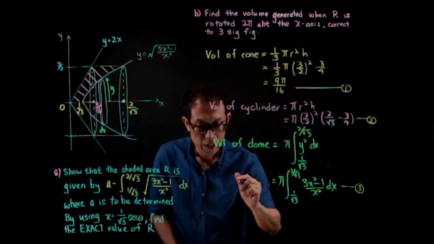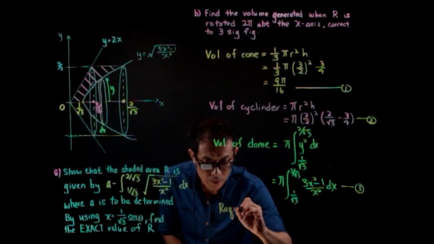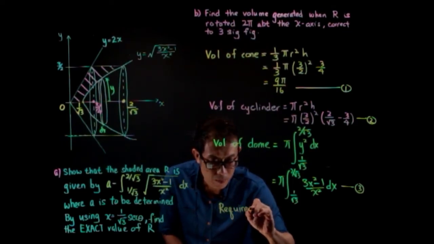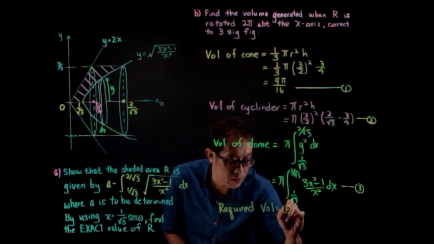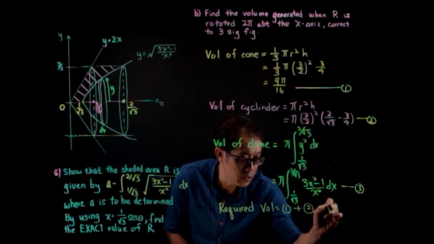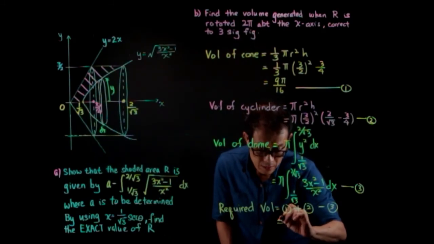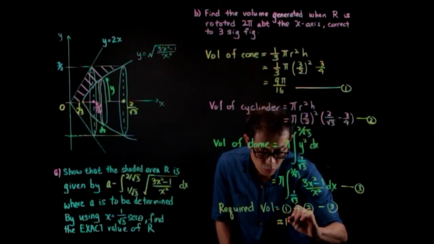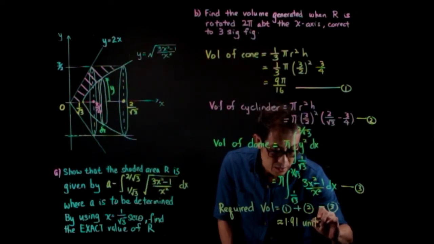So the required volume is equal to 1 plus 2 minus 3. And you should get approximately 1.91 units cubed.